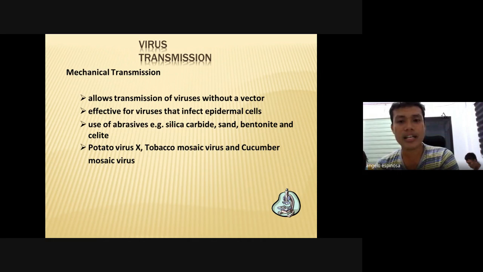Pwede din, use of abrasives, example, silica carbide, sand, bentonite, and celite. So these are the minerals that can also be a mechanical transmission of the virus. And we have also potato virus X, tobacco mosaic virus, and cucumber mosaic virus are common on this mechanical transmission. Okay, so these are the crops infected by a mechanical transmission.